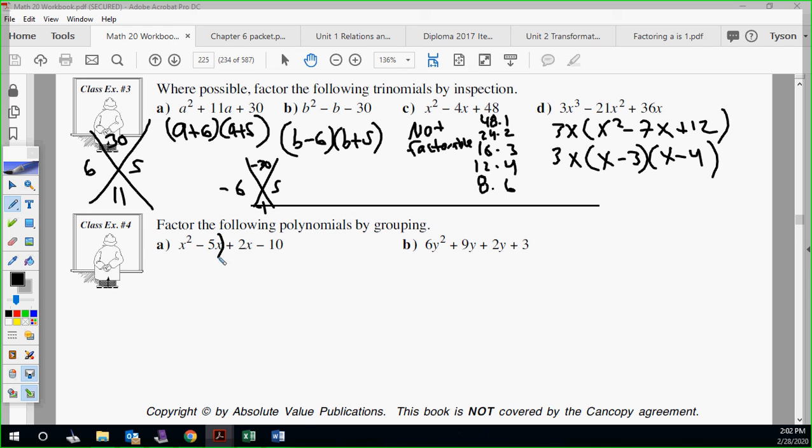So this right here, by grouping, you simply group in pairs of 2, and then you GCF each spot. So this right here, they both have an x in common. So it's x times (x minus 5). This right here, they have a 2 in common. They have x minus 5.